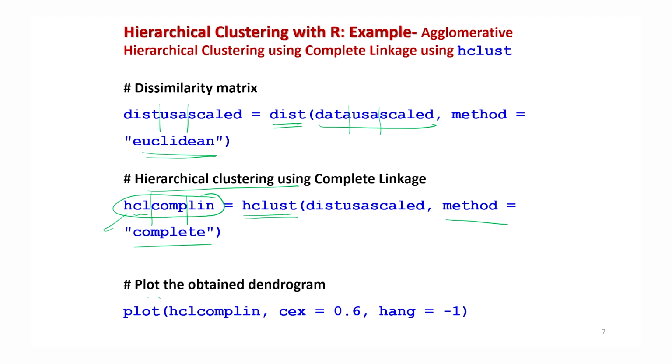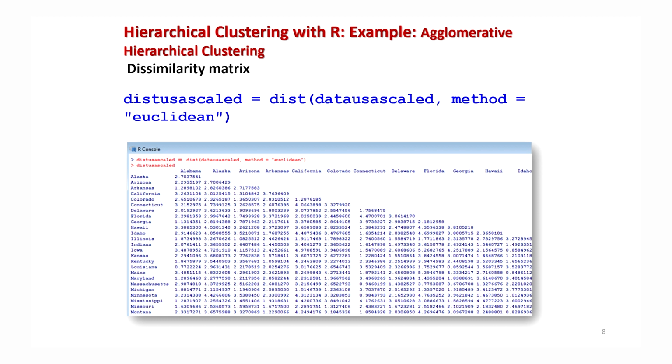Now we plot this using the command plot, the same command we used in the last lecture. You can see here the distance matrix of the scaled data. There are different states: Alaska, Arizona, Arkansas, etc., on the rows and columns, and these are the distance values using the complete linkage. For example, this 2.717 corresponds to the distance between Arkansas and Arizona, and so on.